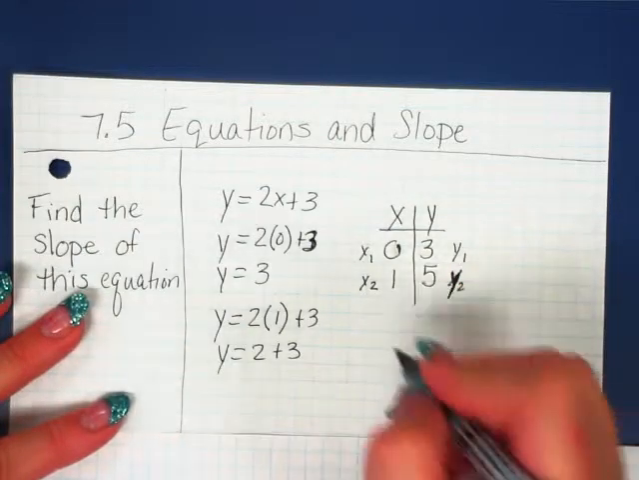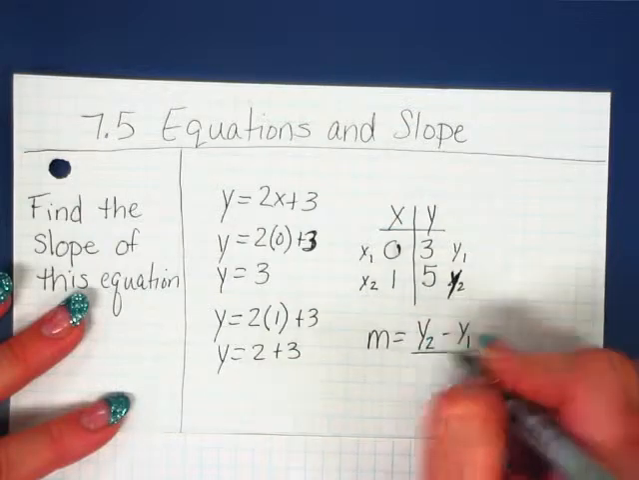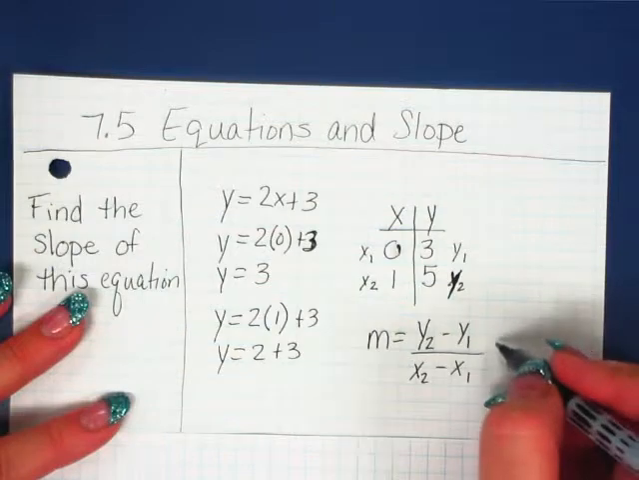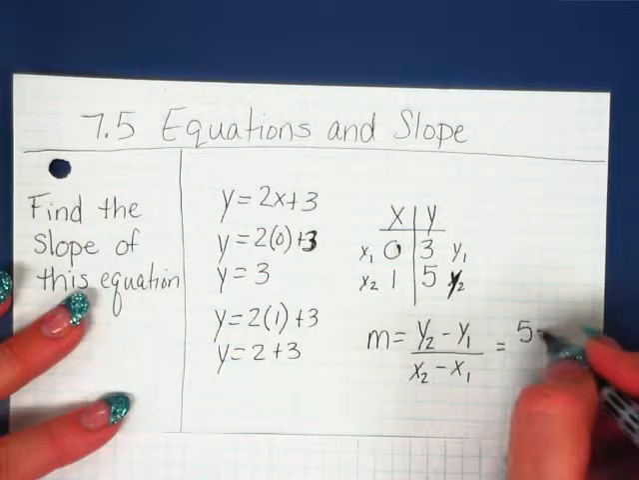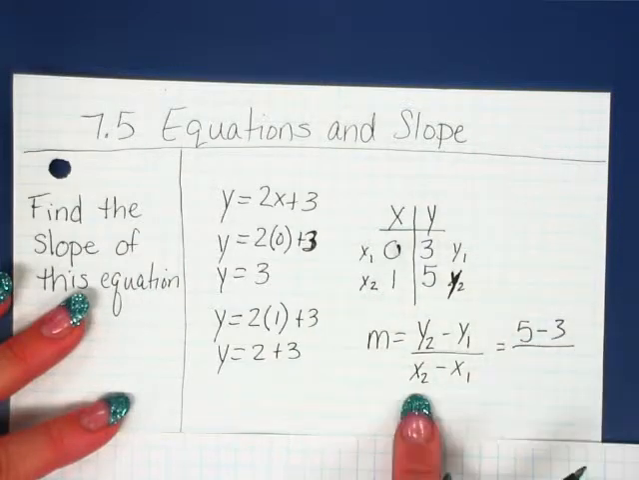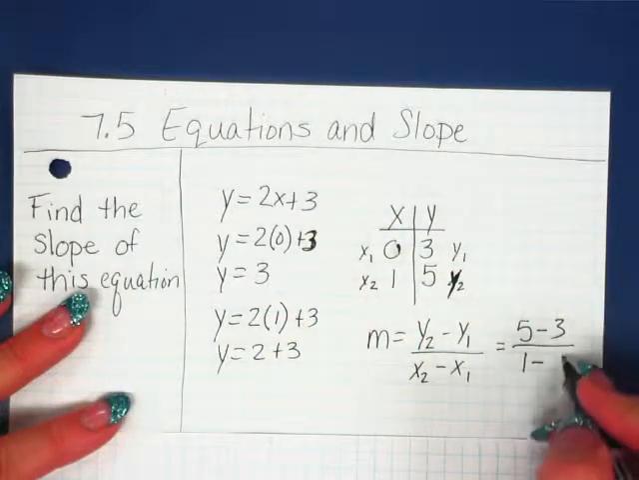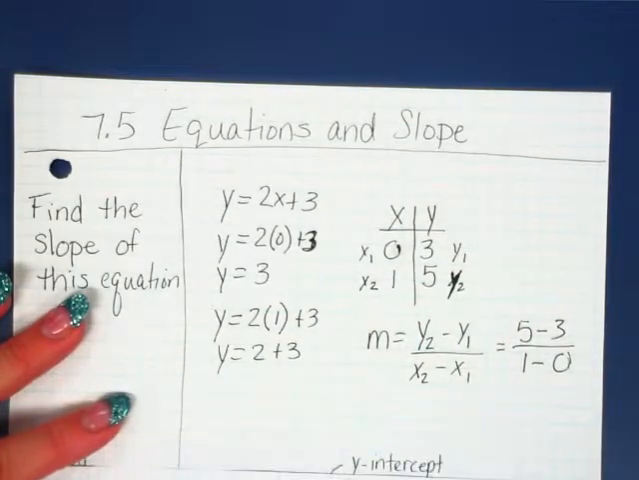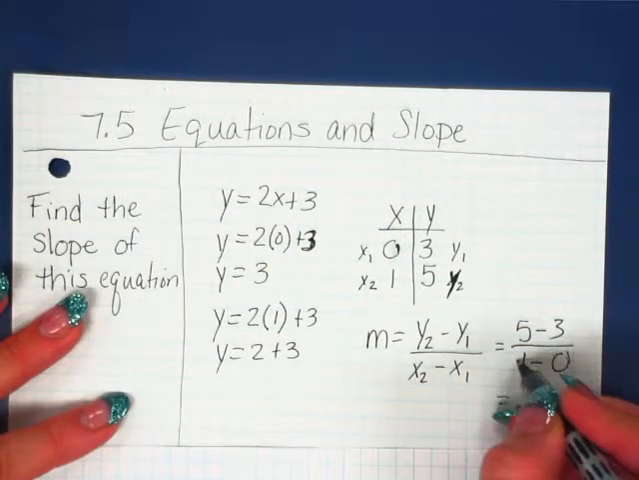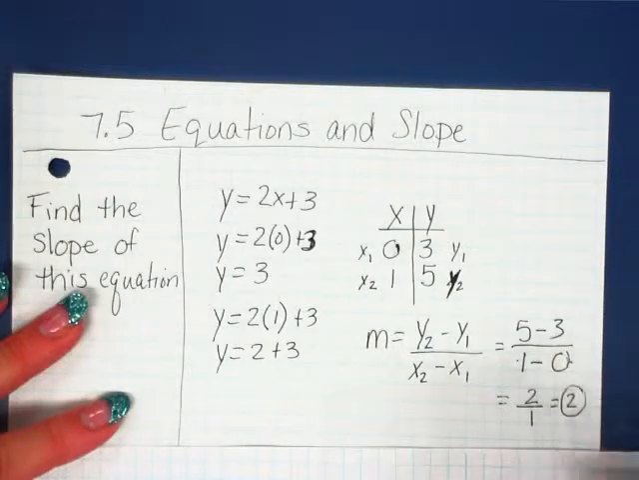And now we use our equation. Slope is y sub 2 minus y sub 1 over x sub 2 minus x sub 1. So y sub 2 is 5, y1 is 3, x2 is 1, and x1 was 0. So now 5 minus 3 gives me 2. 1 minus 0 gives me 1. So my slope is 2.